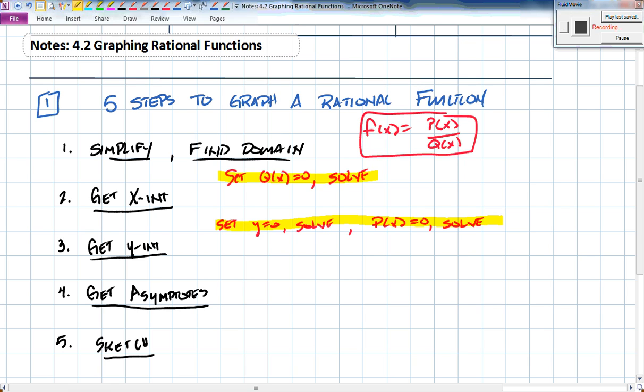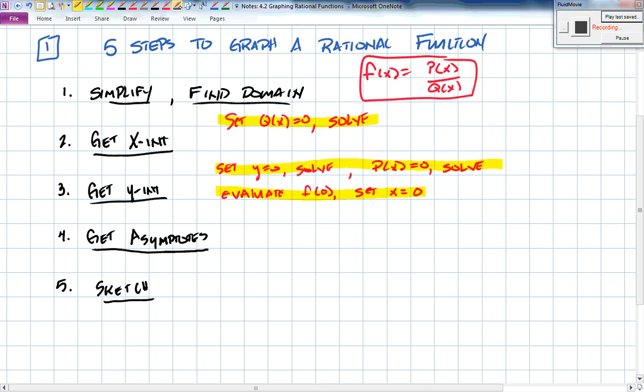Okay, get the y-intercept. How do you get the y-intercept for any graph that we've ever done before in our lives? Yeah, you got it. So we're going to evaluate f of 0, or set x equal to 0. That's exactly what that means. And look at that. You guys already pretty much know the first 3 steps. And the last step is just making a sketch. So the fourth thing is the one that we really got to pay attention to.